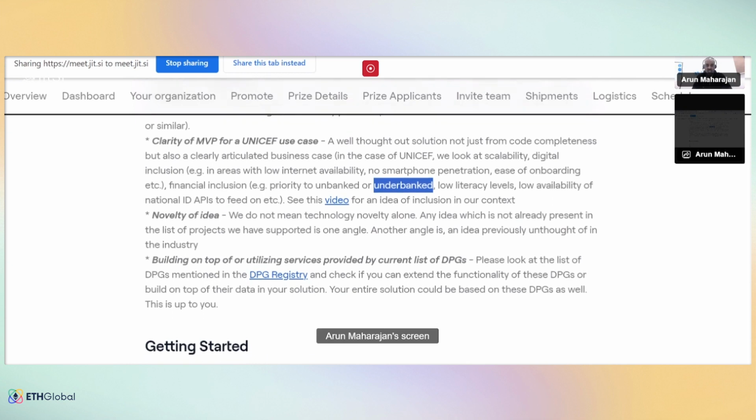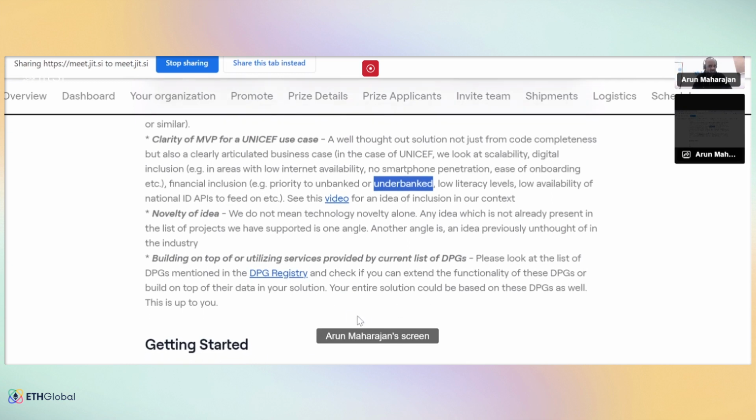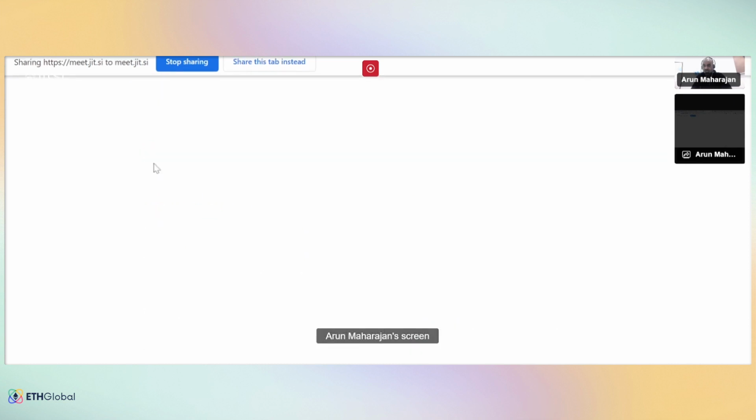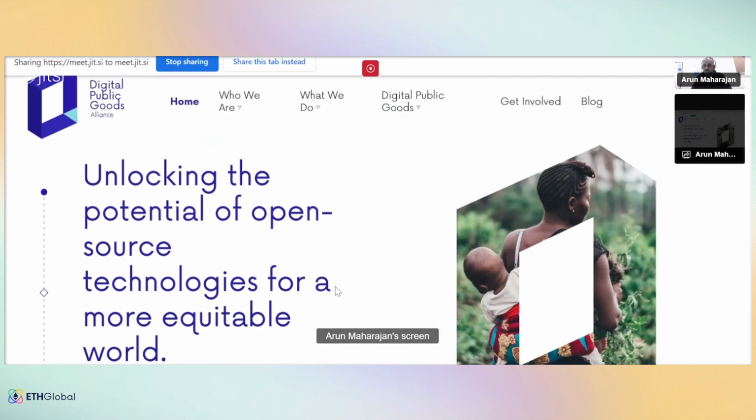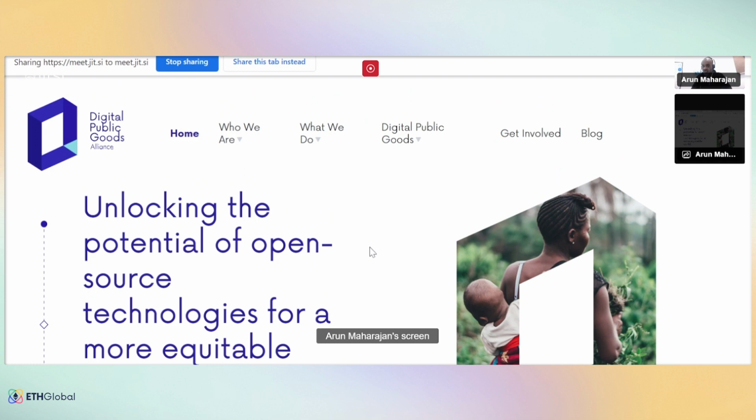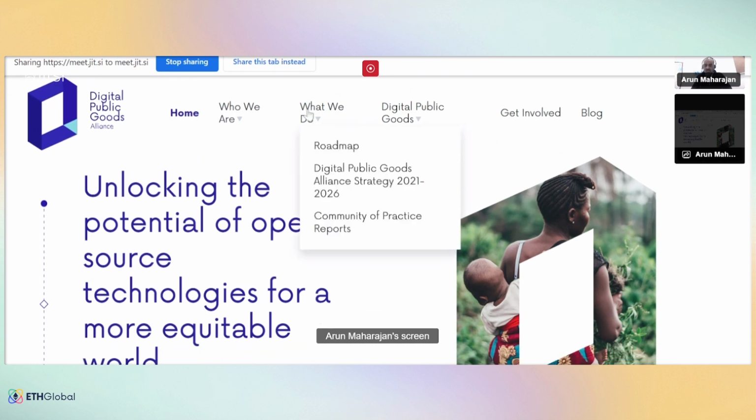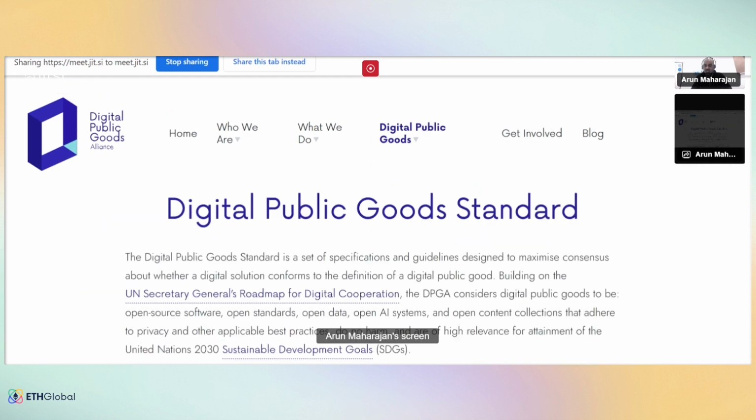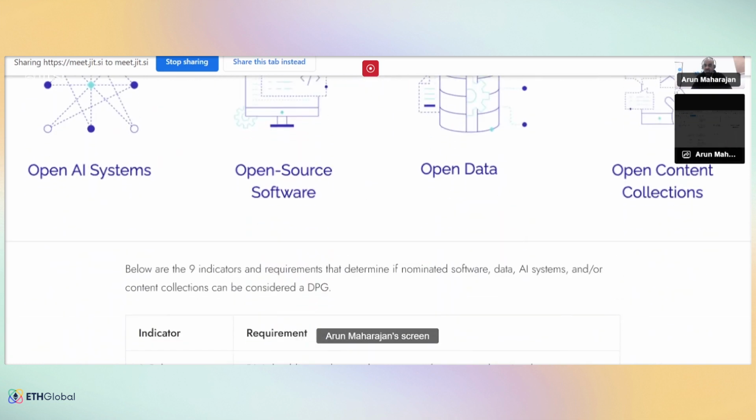Finally, this is an interesting one. I told you initially that we are very interested in digital public goods, and we work very closely with the Digital Public Goods Alliance. In fact, I think I've linked it somewhere. Yeah, this is the website for the Digital Public Goods Alliance. You can take a look at the Digital Public Goods Standard, a couple of which I've already mentioned here.